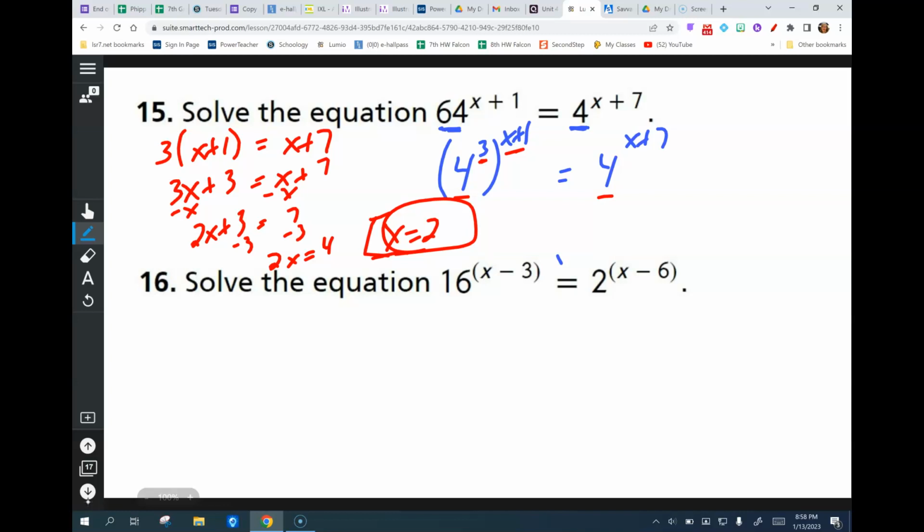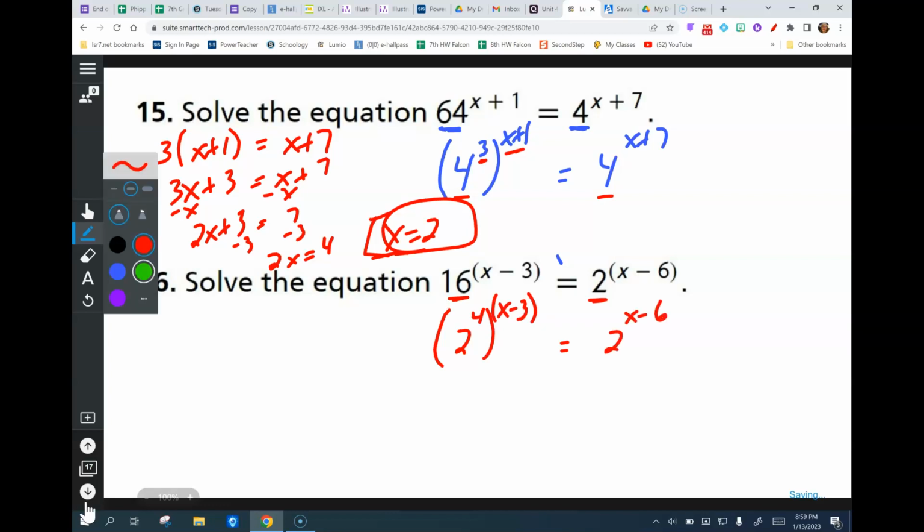Let's look at this next one, and I'd love if you would pause your video and try to get these bases to be exactly the same. Try it. Just think about it for a second. Okay? Did you notice that 16 can be written as a power of 2? This is 2 to the 4th power. Yes, all of that to the x minus 3. Wow, we got a lot of parentheses going on here.